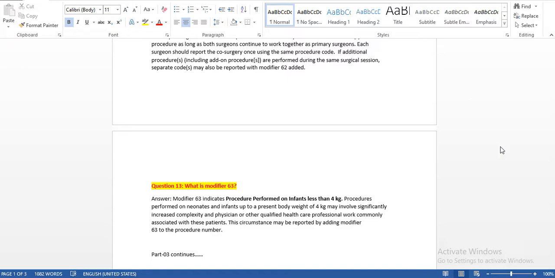Question 13. What is modifier 63? Answer. Modifier 63 indicates procedure performed on infants less than 4 kg. So basically procedures performed on neonates and infants up to a present body weight of 4 kg may involve significantly increased complexity and physician or other healthcare professional work commonly associated with these patients. The circumstance may be reported by adding modifier 63 to the procedure number to indicate that the procedure was performed on a less than 4 kg infant.